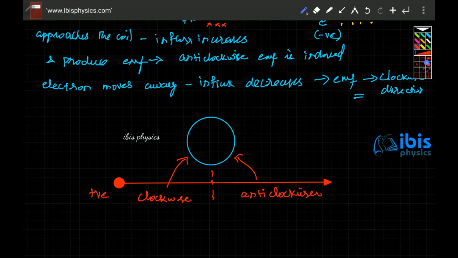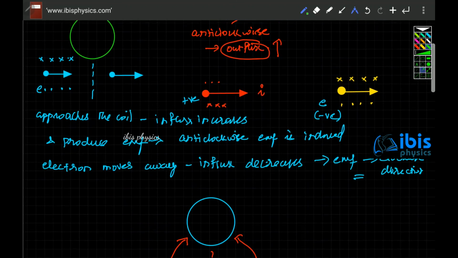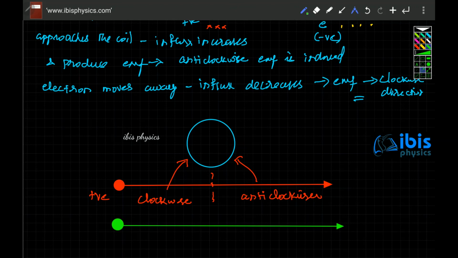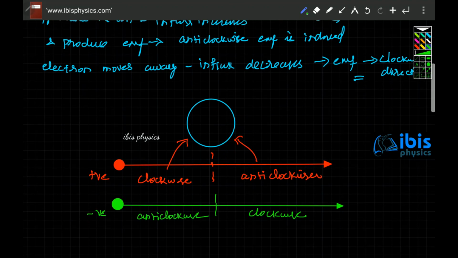If it were negatively charged, just as we explained now, when the negatively charged particle flies near a circular coil, see, first is anti-clockwise and then is clockwise. Up till this point, when the negative charge flows from here to here as it is nearing the coil, first anti-clockwise and then clockwise. Remember this part. This will be very crucial when you answer questions.